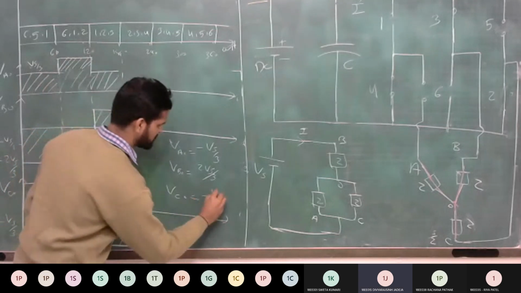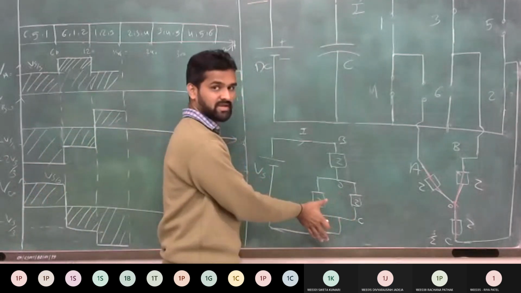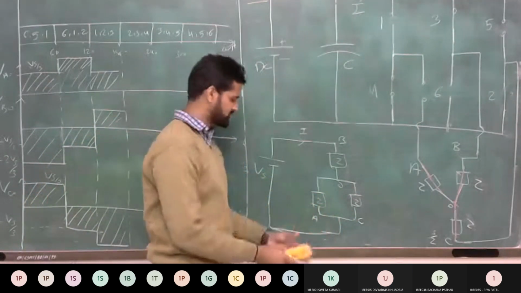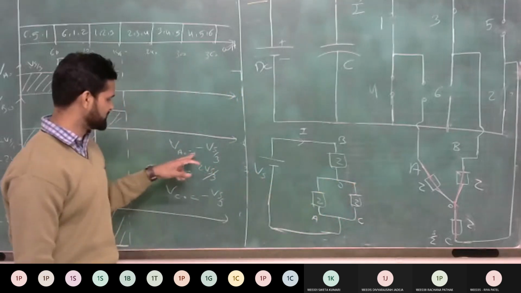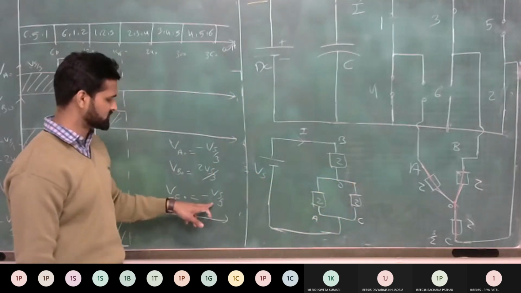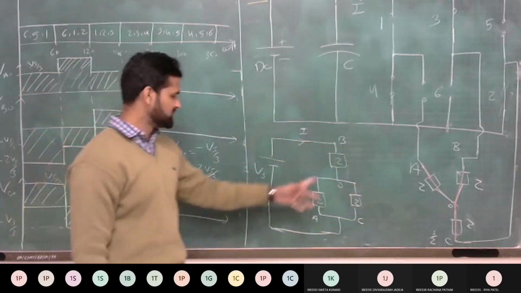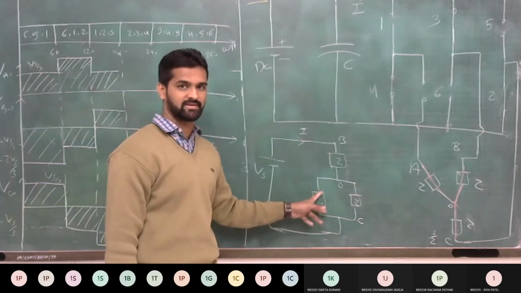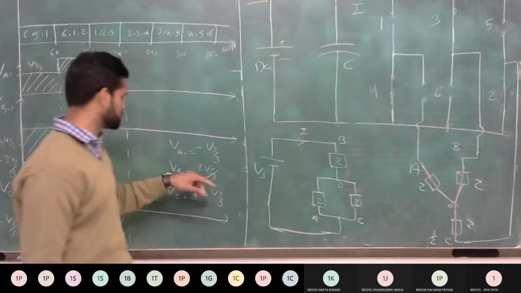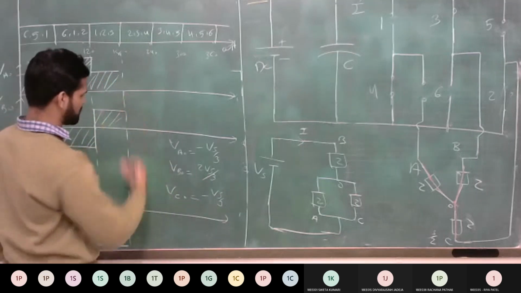Yes, very good. See, phase A and phase C are in parallel. That's why we draw the equivalent circuit, so you can understand it. VA0 and VC0 are parallel, so you get the same voltage. VA0 is minus Vs by 3, so VC0 is also minus Vs by 3. And VB0 is always 2 times the parallel connected phase, so it is 2 Vs by 3. Clear? So let's draw this value in terms of waveform.